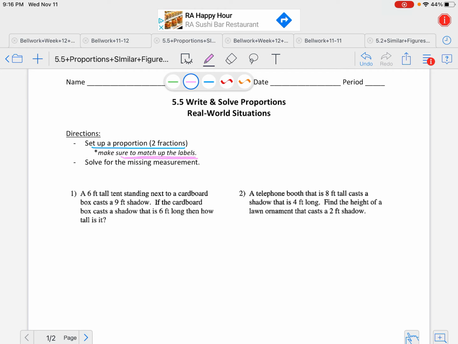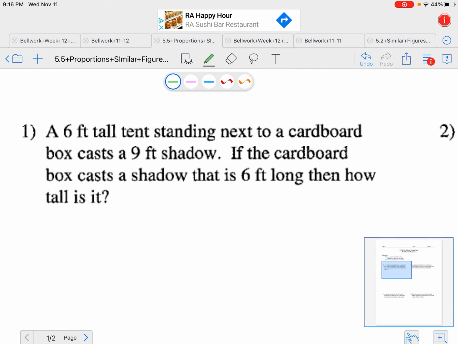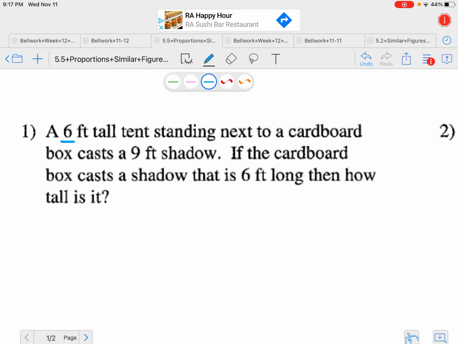We don't have a shape with the letters listed in order for us, so our labels are going to be the matching part. And then our last step is going to be solve for this missing measurement. So I'm going to zoom in to number 1. It says a 6-foot tall tent standing next to a cardboard box cast a 9-foot shadow. So when I read the first sentence, this is all about a tent. Okay, it's 6 foot tall.